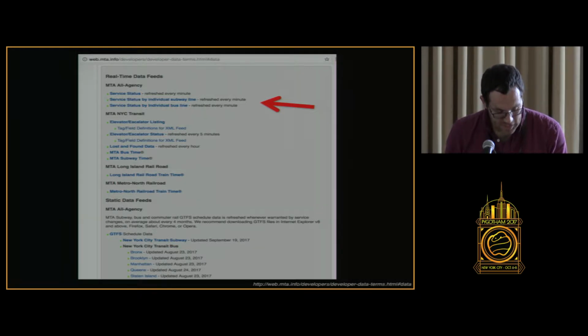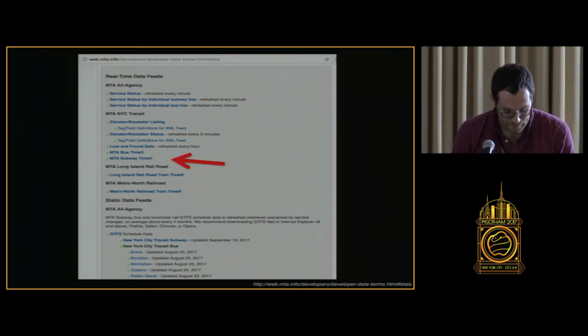One of the data sources is an XML endpoint that updates with major service change status, updated every minute. It's great for up-to-the-minute status checks, but there's no history stored in an accessible location, so it's kind of hard to say intelligent things in general about the subway system from that. Another source is the GTFS feed, which is called subway time.